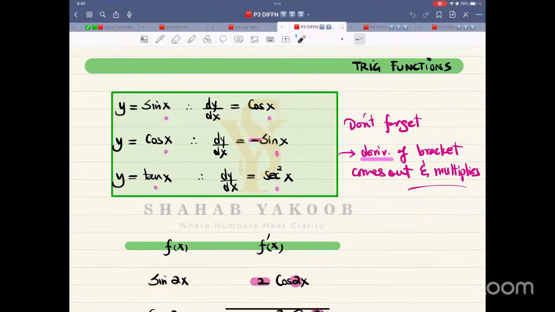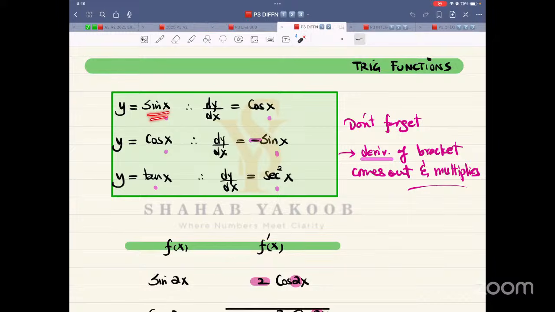Something to do with the trig function. So y equals sine x. The derivative is cos x. Now, people, a word of caution. You are doing differentiation, you are doing integration. So the formula booklet is there for you to have a look. Yes, you should remember it, but if you are in doubt, check it out.